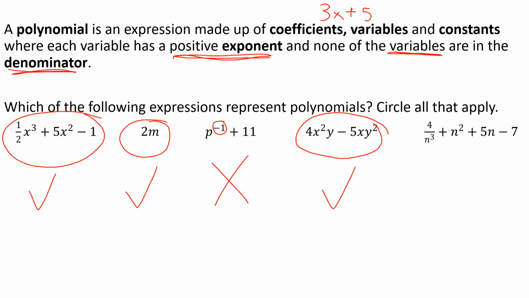Lastly, we have 4 divided by n cubed plus n squared plus 5n minus 7. Here, all of our exponents are positive, but the problem we see is we have a variable in the bottom of a fraction. That's no good. You're not allowed to have that. That last one is not a polynomial. Now that we've defined what a polynomial is, let's look at some more vocabulary.